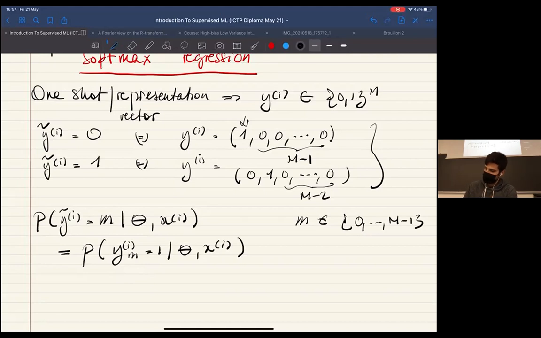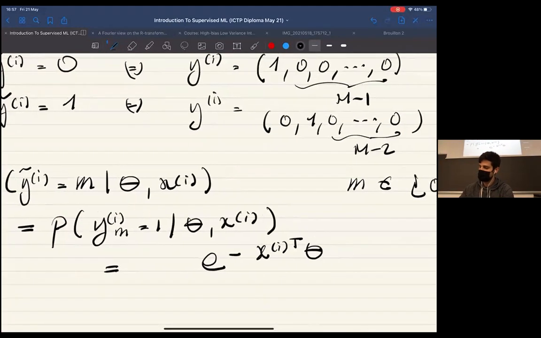The model is that this probability is like a logistic, again an exponential of minus xi transpose theta. But now this theta will be indexed by m as well. We'll have a different decision boundary for each class. Now we are not dividing your space into just two subspaces. You have multiple decision boundaries, because you have multiple classes.